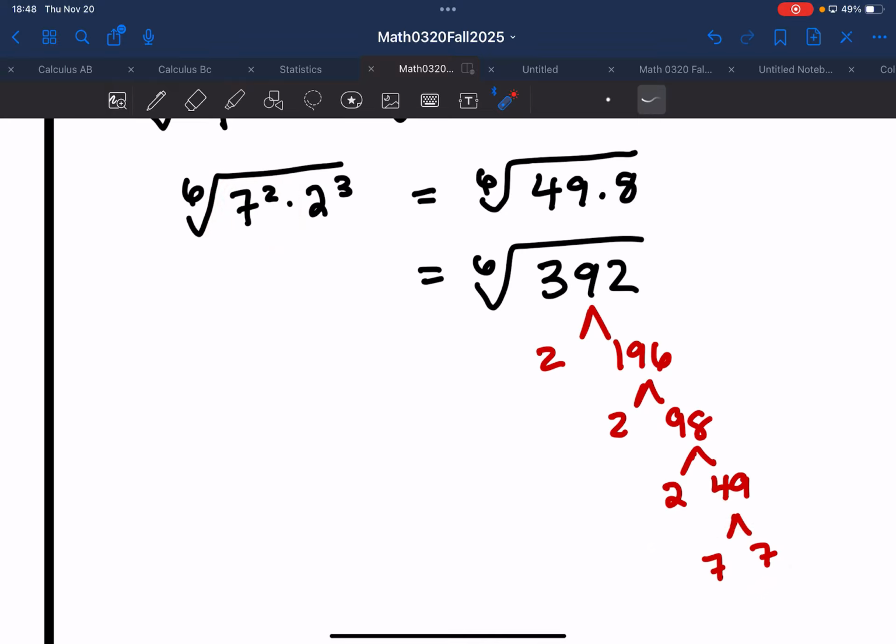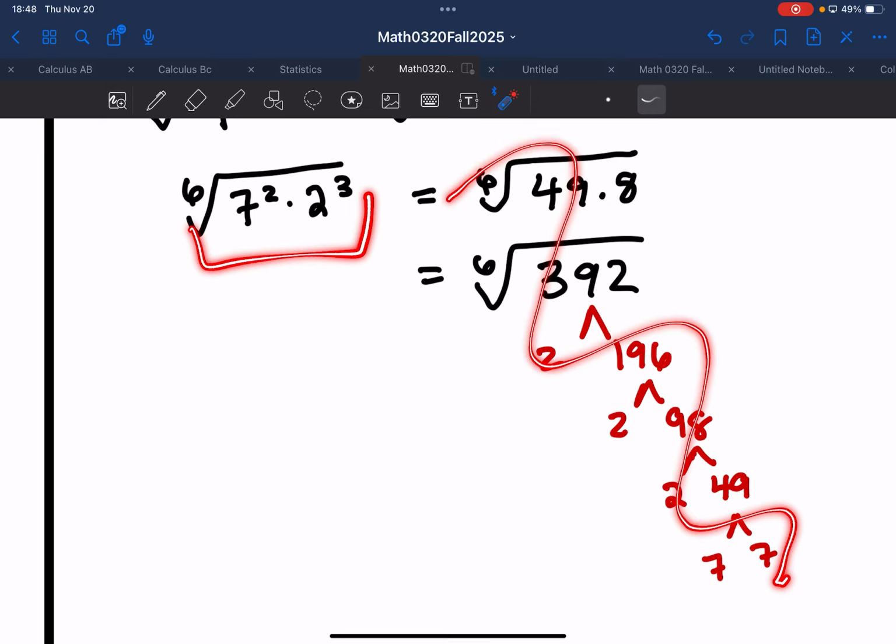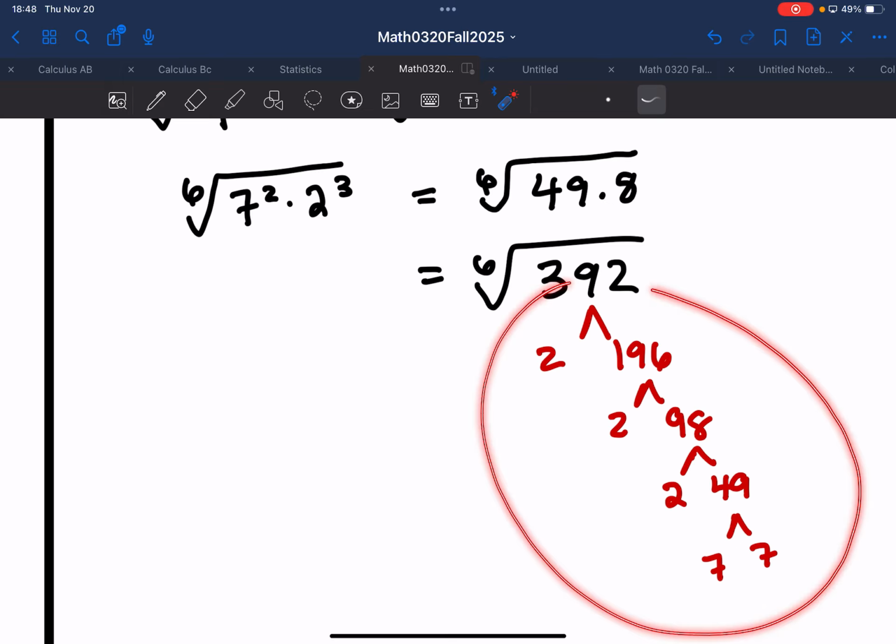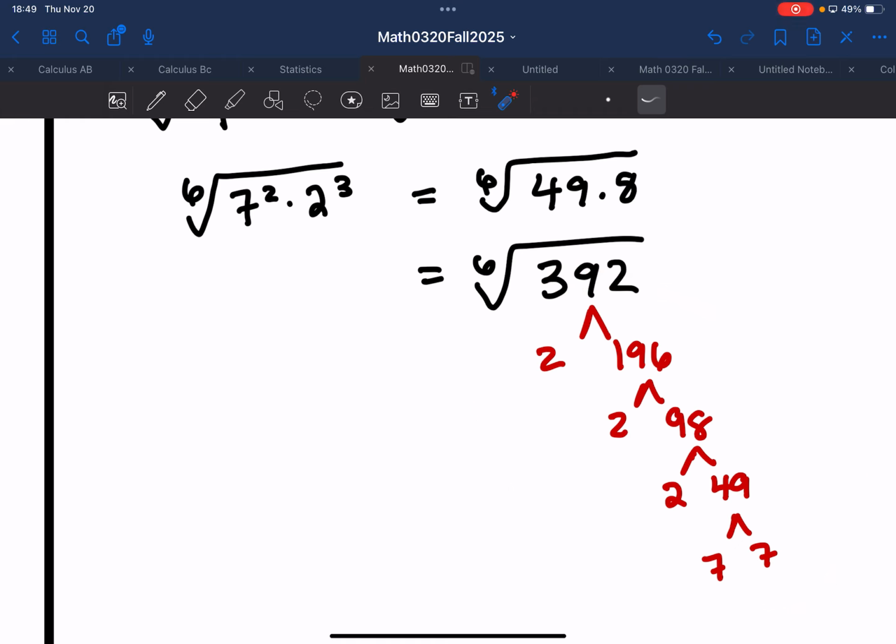That's 7 squared. So what this tells me, for one, is I didn't have to do all this. I could look at this and see, since I have 7 squared and 2 to the 3rd power, would I have enough of either of those to come out? No. Why not? Because none of them get to 6. 7 squared, 2 is smaller than 6. 2 cubed, 3 is smaller than 6. Which tells me, and I proved here with the factor tree, do I have any groups of 6 that I can take out? No. So that means this is as simplified as possible. So my answer is just the 6th root of 392.